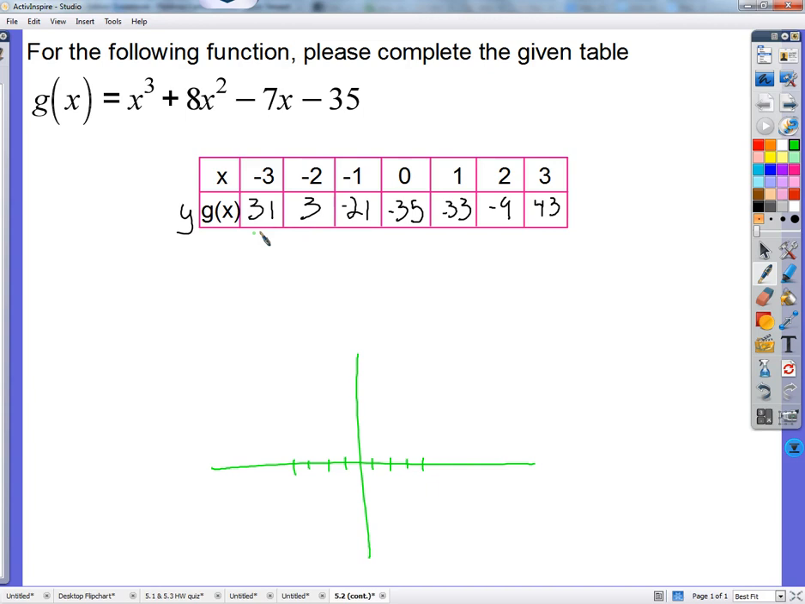The numbers are quite large, so we should get an idea of how big our y-axis should be. We go down to negative 35, we go up as high as 43. Okay, so maybe by tens. So these are each worth 1, these are each 10. 30, 40, 50. So we'll start at 0. 0, negative 35. So here's negative 30. Negative 35 is right there.